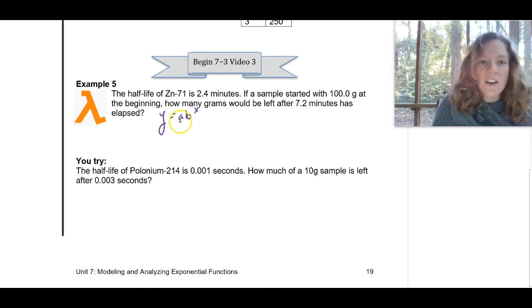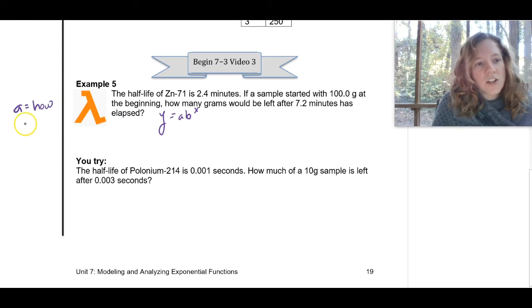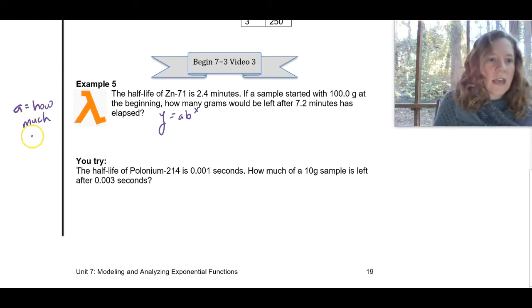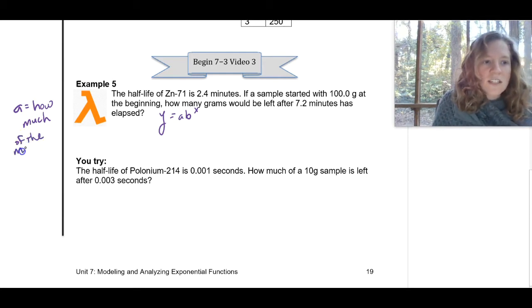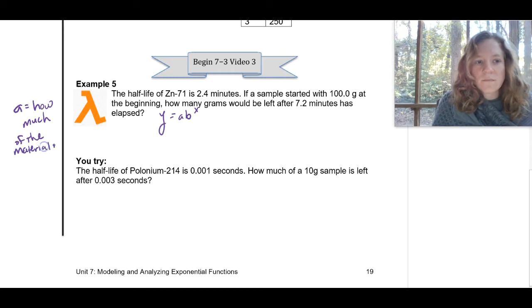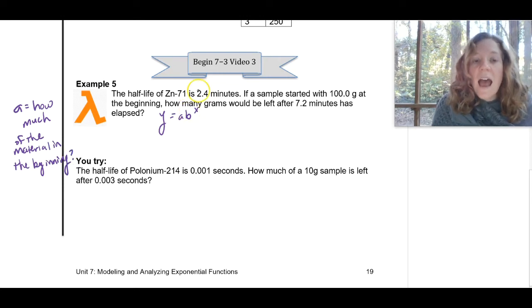Our starting value is how many grams you started with. For half-life problems, A is how much, sometimes grams, sometimes milligrams, it depends on what they measured it in, but how much of the material did you have in the beginning? Okay? So this problem tells me that I had 100 grams at the start. So that's going to be my A.